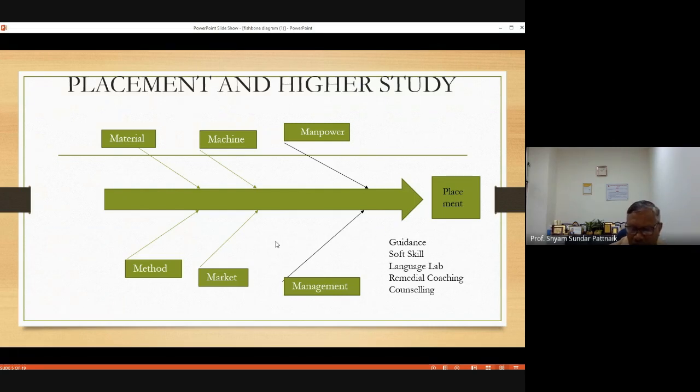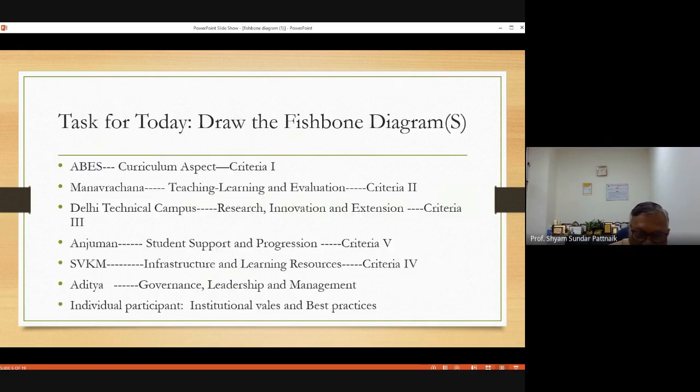So today, if you have any question, you can ask me now, because the second half is more or less creating the fishbone diagram for the criteria. In the second half, when we meet, each center will be given a task for this afternoon. You can note down your tasks.